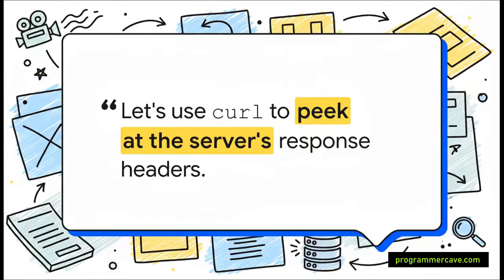Well, to do that, we're going to use a fantastic command line tool called curl. If you haven't used it, it basically lets you pretend to be a web browser, but from your terminal. We're going to send a request to our server, but we're going to add a special header to it, a range header. And we're going to specifically ask for just the first 1024 bytes of our video file.